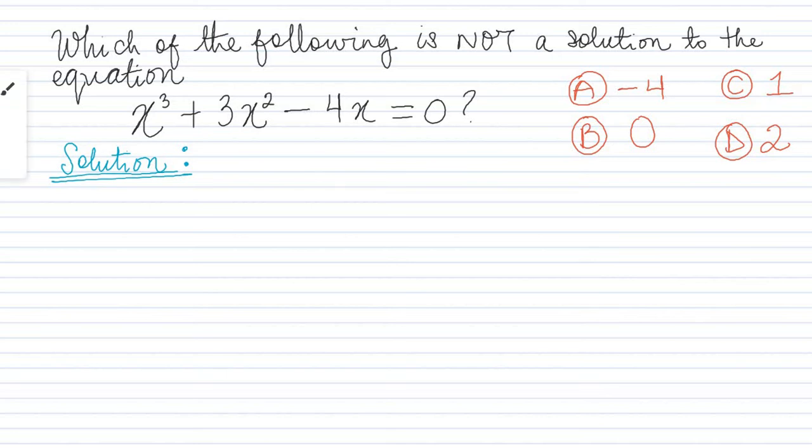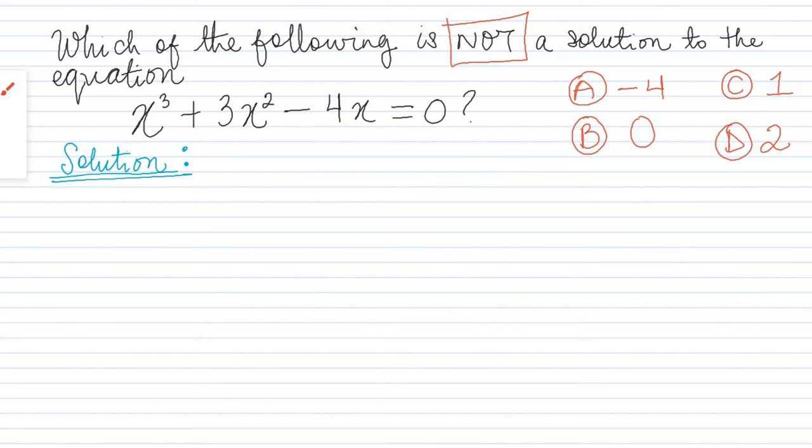Indirectly, we're asked to solve for the values of x, and whatever does not fall within the values of x in any of the options A, B, C, or D is going to be the answer, which fulfills what the question says: not a solution to the equation. So the solution to the equation is going to be the values of x. Since the highest power of this polynomial is 3, x cubed, we should expect 3 different values of x that satisfy this equation.